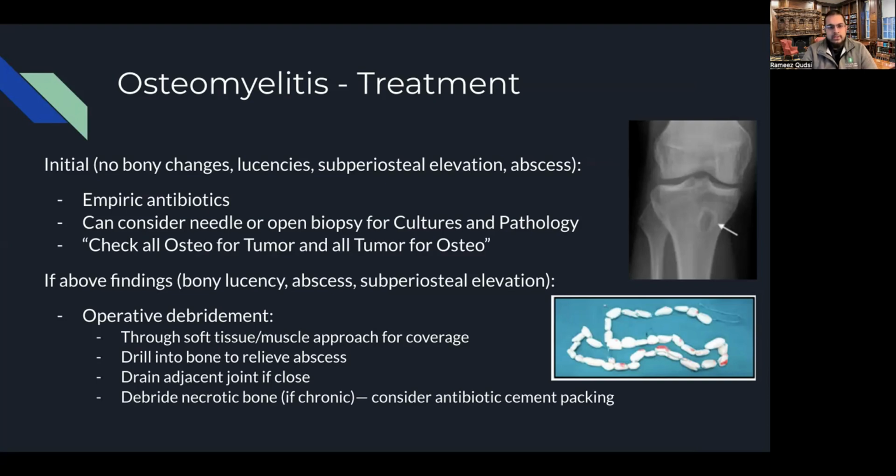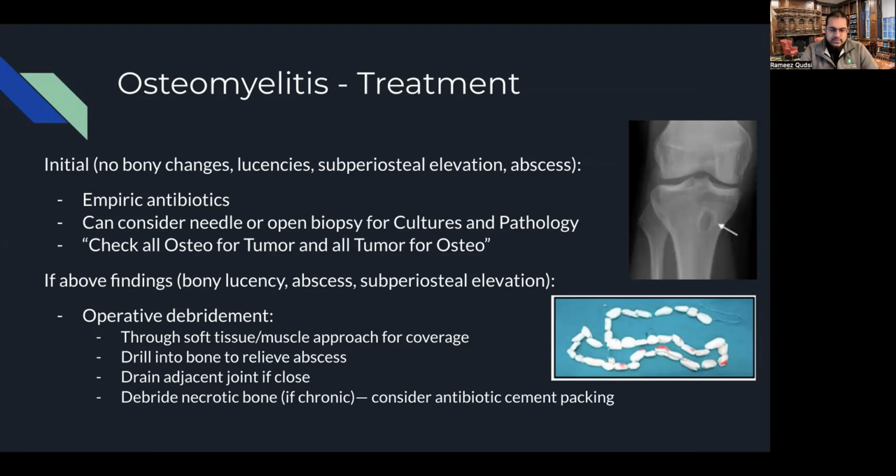The role for the orthopedic surgeon is usually if it's to the point where there's an abscess to drain or bony changes to address. However, some orthopedic surgeons may consider a needle or open biopsy just for cultures if the patient is not getting better on empiric antibiotics. I think that does make sense, though it's much less commonly done. And also if you're concerned about malignancy. So obviously check all infections for tumor and check all tumor for infection.